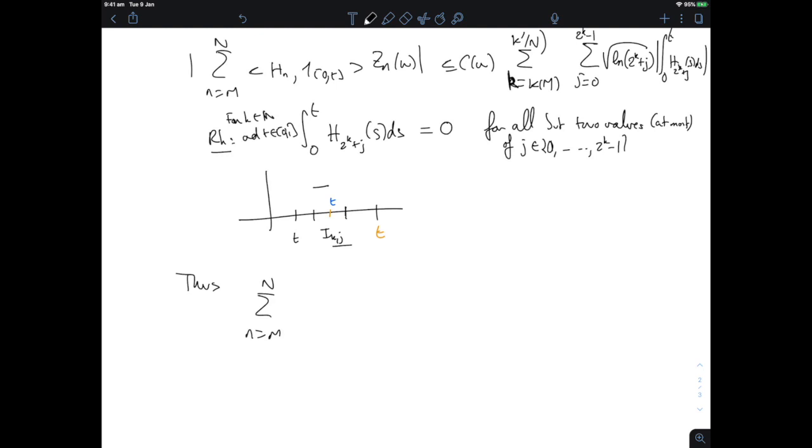We've got that this sum that we're trying to show is small is certainly smaller than 2 times a constant times this sum from k to k prime of, let's simplify that a bit, 2k plus j here is at most 2k plus 1. And then I take a log.